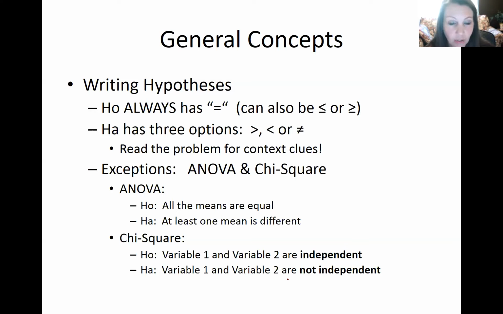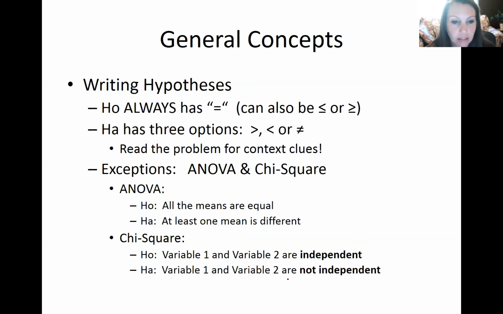For the alternative hypothesis, you'll either have greater than, less than, or not equal to, and you have to read the problem to see what the context clues are to figure that one out. And actually, I feel like as a whole, our class does a really great job with figuring out the hypotheses. I don't think people miss those very often. Now, some of the exceptions to writing the hypotheses are analysis of variance and chi-square. Those hypotheses are written a little bit differently.